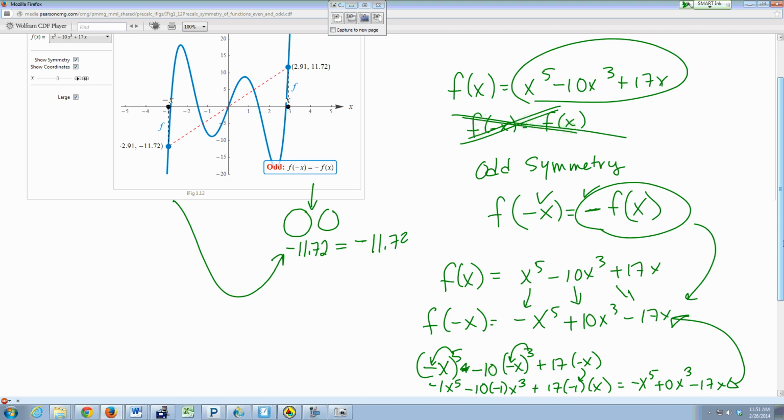This is odd. Sometimes you have to check both of them out, and you won't get an odd or an even function. It's just neither.